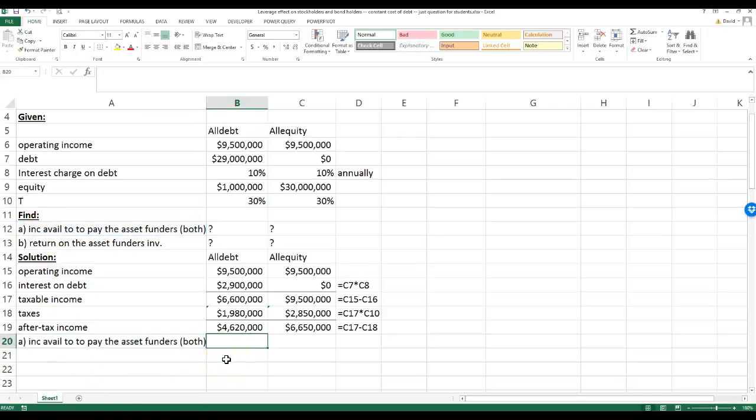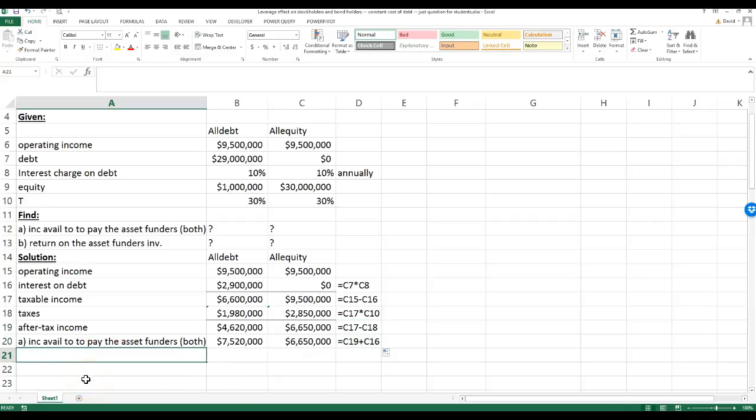Well, what's the income available to both? This is basically the income to the equity holder, and this is the income that the debt holder got. So this is going to be equal to this plus this. Because this after-tax income, we already paid the debt holder up here, so this is going to go to the equity holder. If I copy that down, we have that. All right, and then finally, we can calculate B.